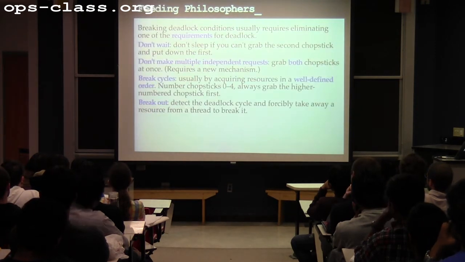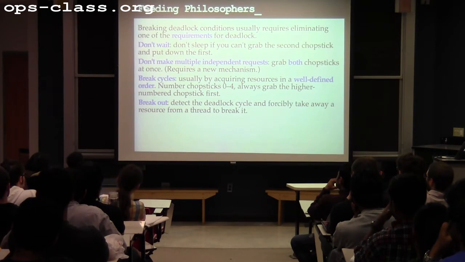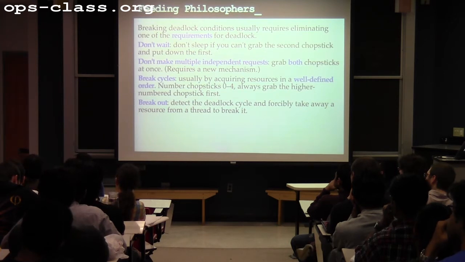The locking order could be, I number the chopsticks in some way, and then I always grab the highest numbered chopstick first. So everybody at the table is going to grab the chopstick on the left first, except for one guy, and he tries to grab the right one. He's not going to get that chopstick, and that's going to break the cycle.